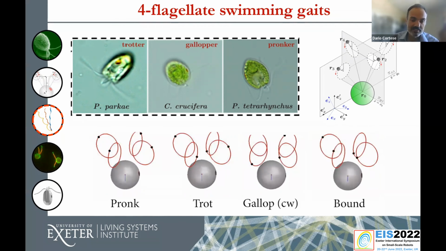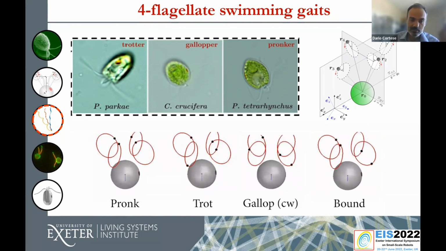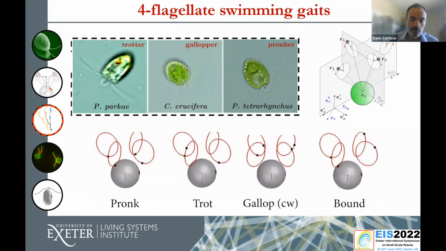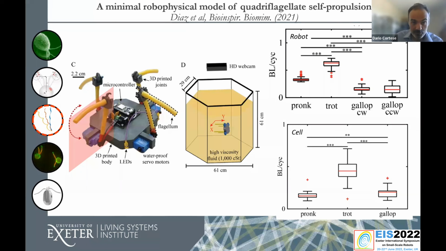So what is the role of these gaits? Now, the obvious question is, how do they relate to the different tasks that the organism has to perform? And a group at Georgia Tech, in collaboration with Kirsty Wan at the LSI, tried to answer the question of which gait is the fastest, which one is the most efficient, effective to swim freely. And they realized a macroscopic robophysical model which reproduces the Reynolds numbers and swimming gaits of quadriflagellates.